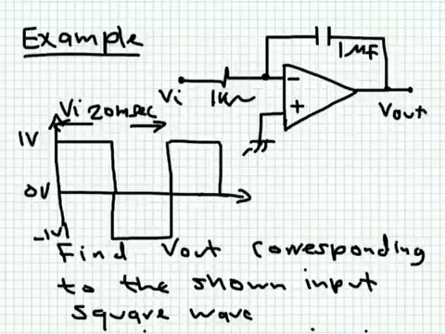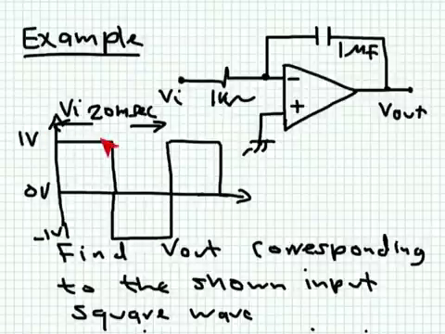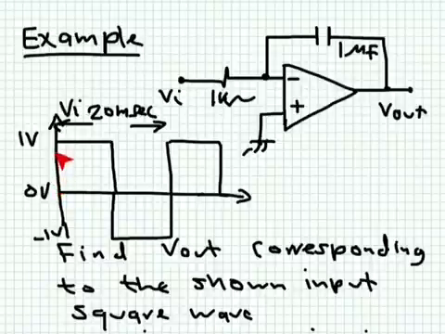Okay, let's take a look at an example. We have here an ideal integrator circuit. We have a 1 microfarad capacitor here. We have a 1 kilo ohm resistor, and then I apply to this circuit here a square wave. It has an amplitude of 1 volt, and it takes 20 milliseconds to complete one cycle. And I would like to determine V out.